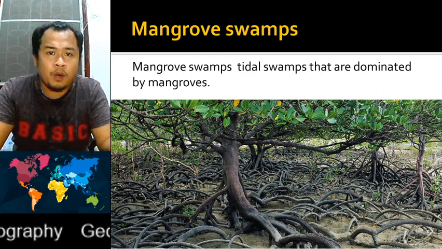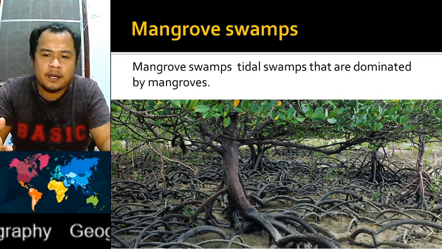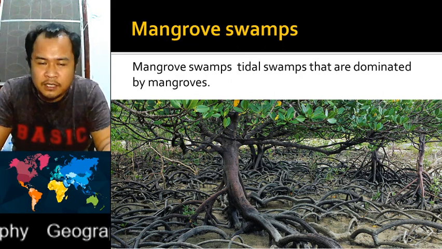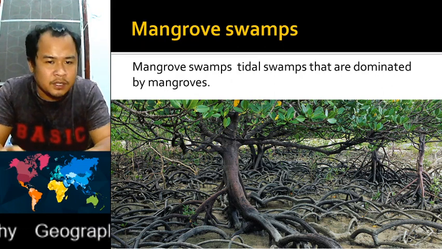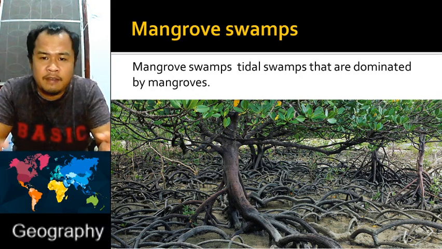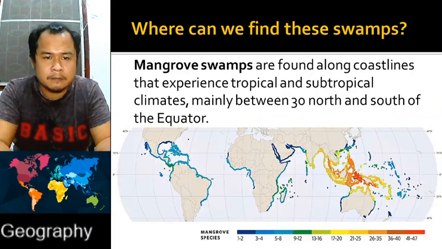So mangrove swamps are places that are dominated by mangroves. You will see a lot of mangroves living in there. You will see their roots clinging to somewhere. You have mud and many types of animals along these swamps.